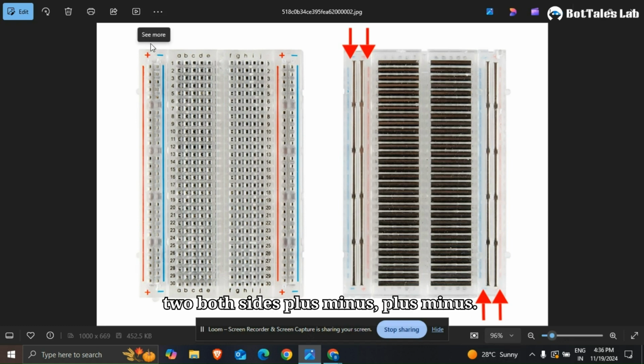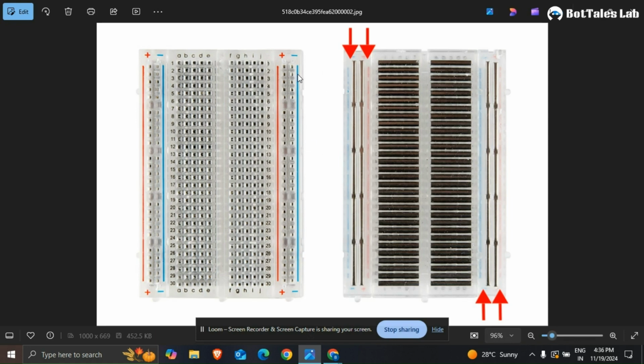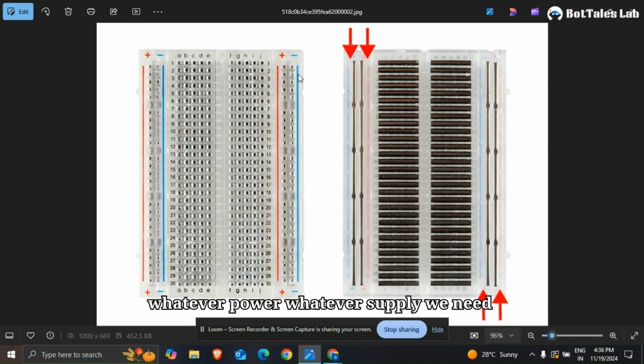These two sides, plus and minus, are called power rails. Why is it called a power rail? Because on the plus and minus sides we will connect our battery and supply power. That is, we will pass the current and voltage, whatever supply we need from an outside source. We will connect it there and supply that.